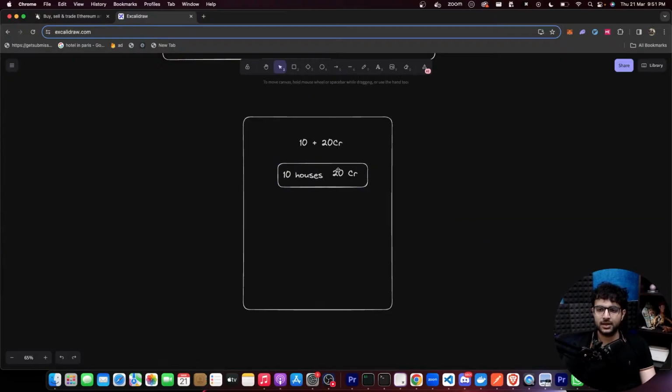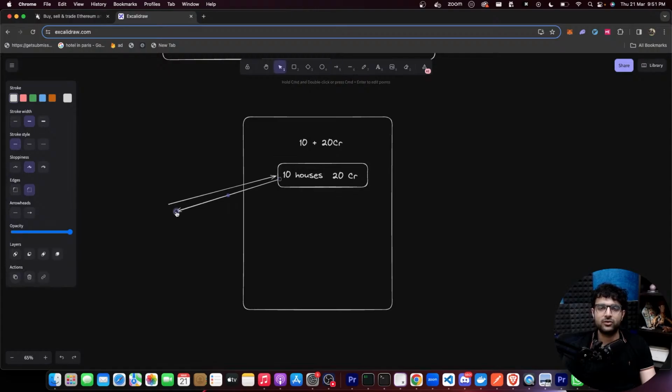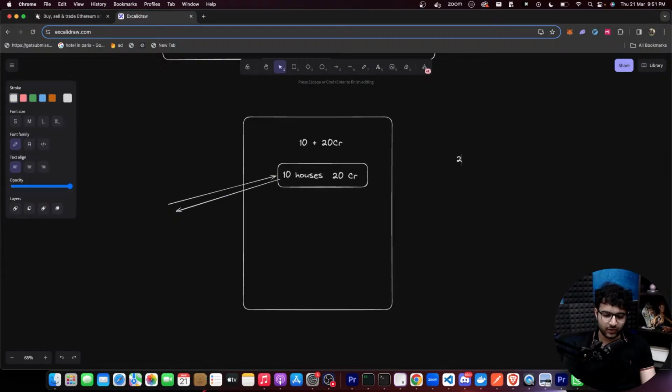And now, can you guess what the price of a single house is? What is in the liquidity pool? 20 CR and 10 houses. If someone wants to come and take one house, how much money will they have to pay? Let's say the answer is 20 CR divided by 10. There are 10 houses and 20 CR here. 20 CR divided by 10. If someone wants to buy a house, they can pay 2 CR and take one house.